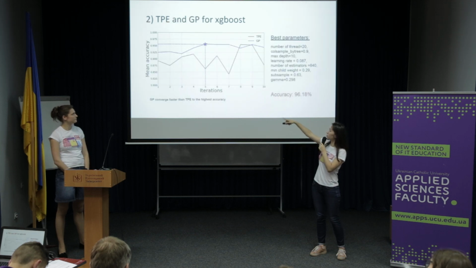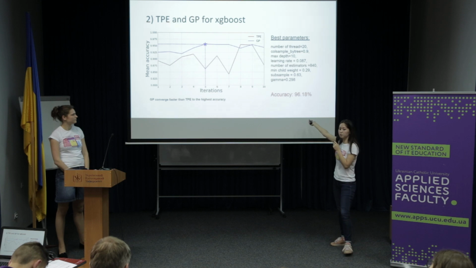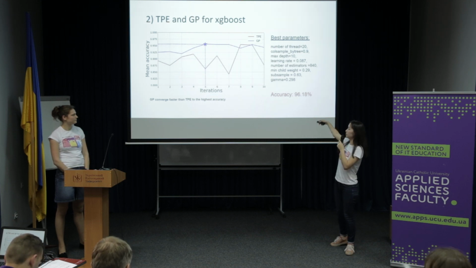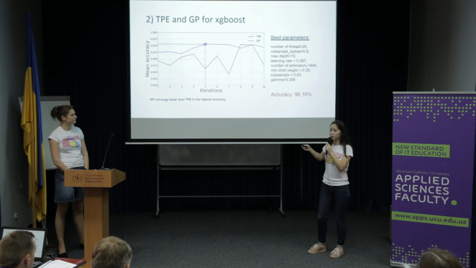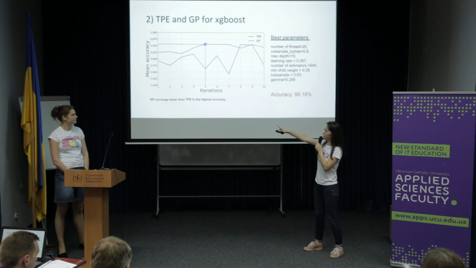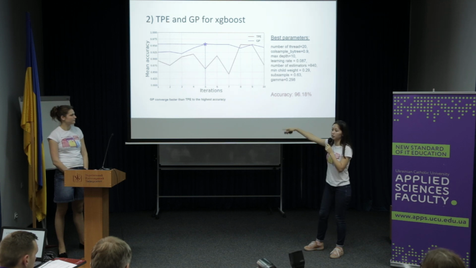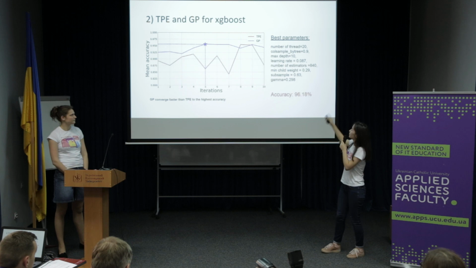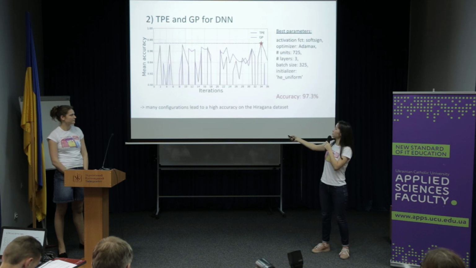And here you can see that both of them actually give pretty similar results. Both of them give an accuracy of 96.2%. And this is really cool for us, but actually Gaussian processes work better here because they converge faster to the higher accuracy compared to the TPE. And these are the best parameters for XGBoost.